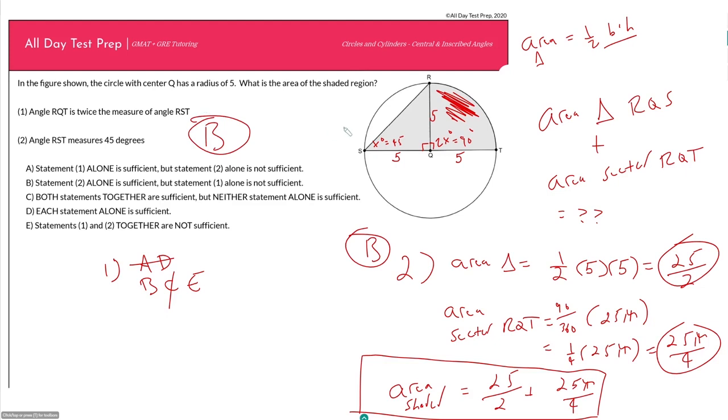Now, if you didn't know anything about central and inscribed angles, you would think that the first statement is telling you something. But if you do know something about central and inscribed angles, you would know that this information could have been determined without this statement.